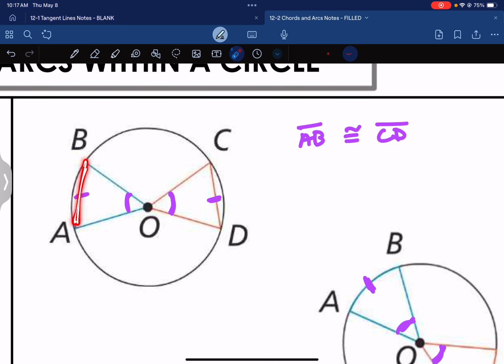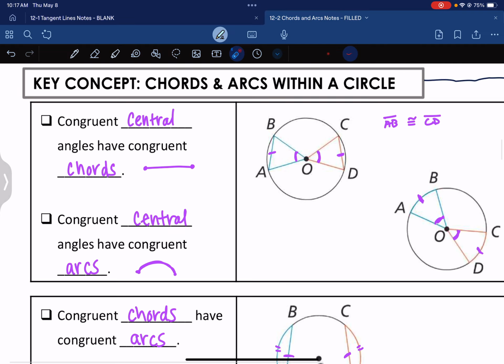We can actually go backwards. Let's say these two are congruent. Let's say these are both 5. Then we can say this angle here and this angle here are congruent, okay?